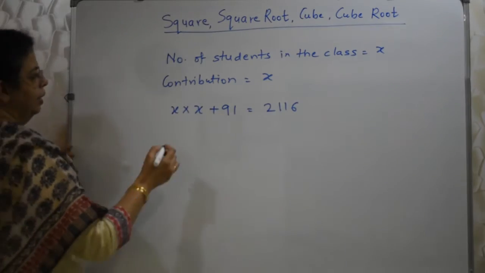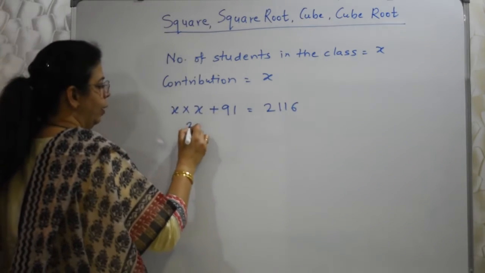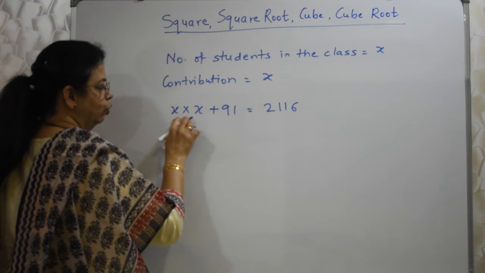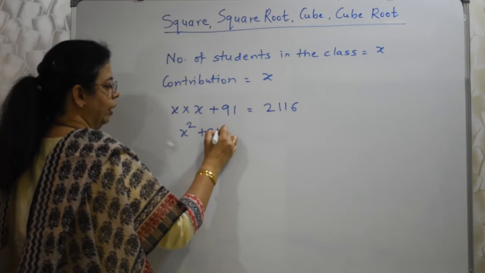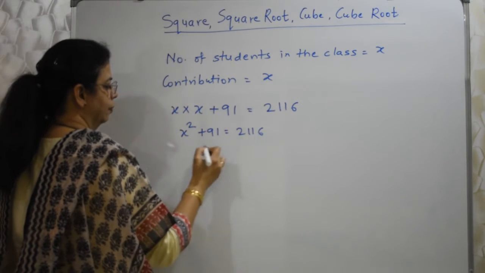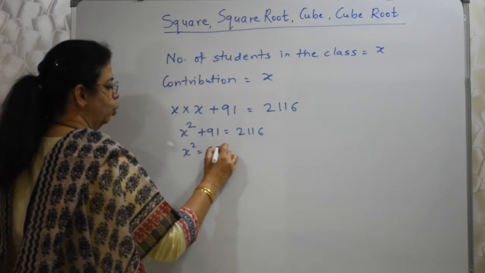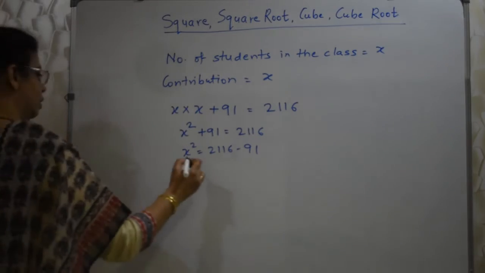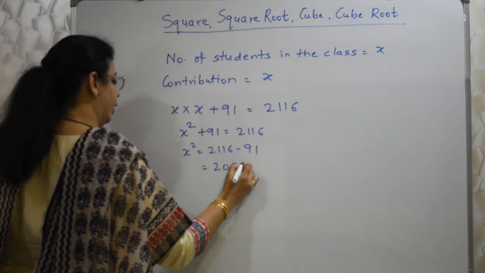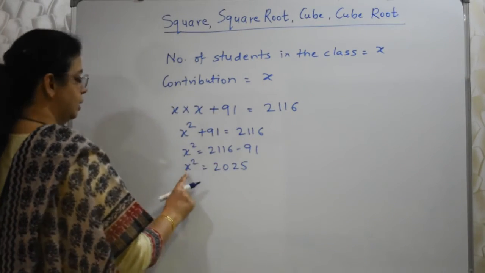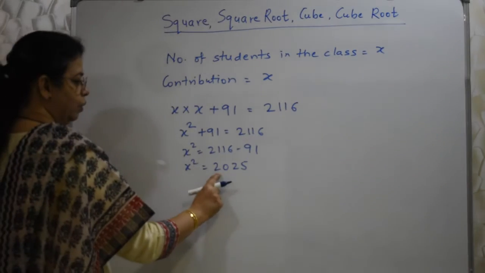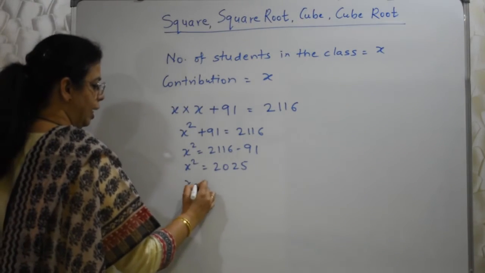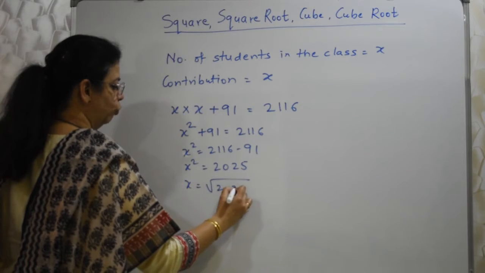The equation is very easy. x into x, x square. See, BODMAS: first I have to do this, then plus 91 is equal to 2116. x square is equal to 2116 minus 91. How much is it? 2025. Now this is x square. x का square is equal to 2025. So x has to be the square root of 2025.